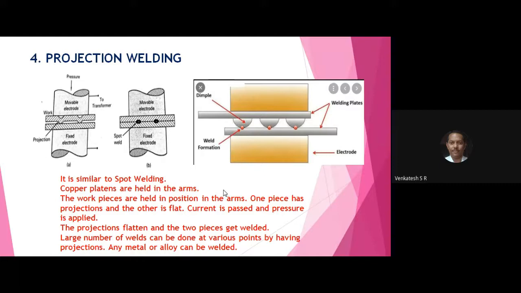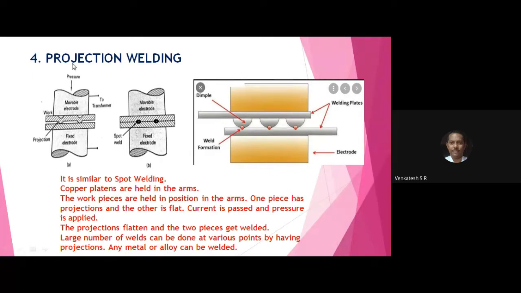Number 4, projection welding. Join the sheets or workpieces by using the dimple or projection of the weld plates. You can join two sheets by using the spot weld by projecting the dimple of the electrode, which creates resistance between the two workpieces and can fix them at some places at a distance in the sheet.